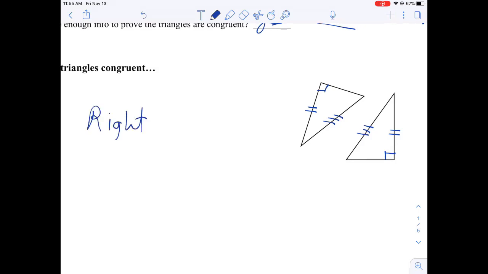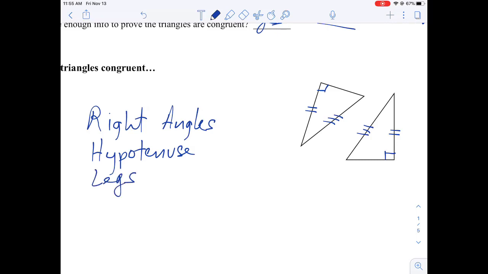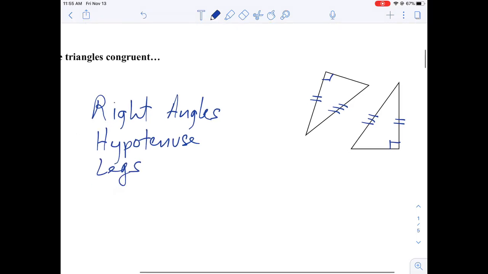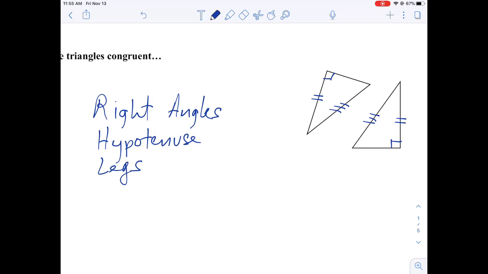But now we can see it as we're given right angles, so a pair of right angles are congruent. And then we're given a pair of hypotenuse lengths are congruent, and we're given a pair of legs are congruent. Okay? So instead of calling this angle-side-side, because that one we know doesn't work, we instead call this RHL, using the three letters that begin these three words. So we can now use that as a justification in our proofs.